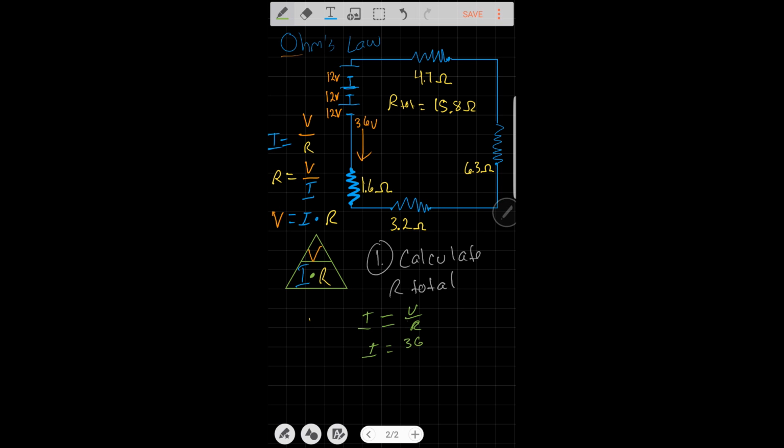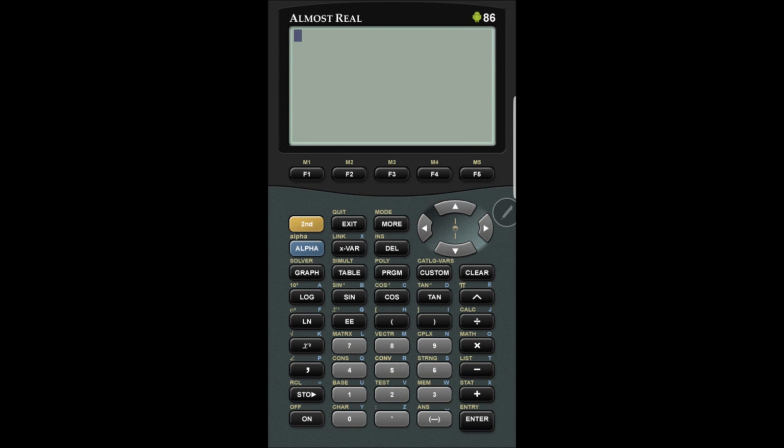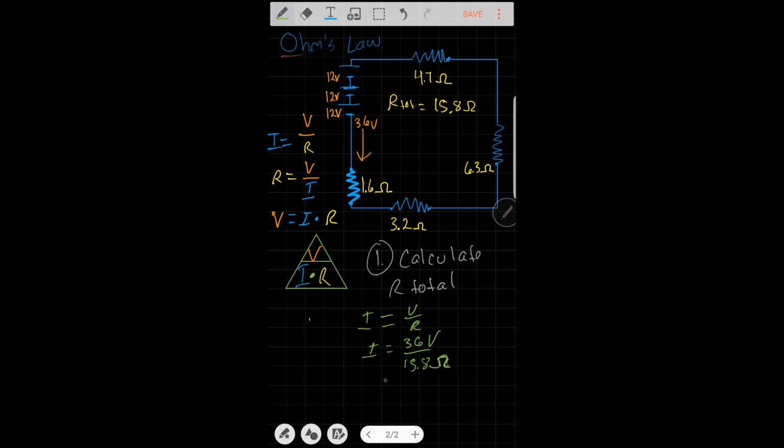I equals, my voltage is 36 over 15.8. Those in class already know that I'm doing it wrong. It's not 36 divided by 15.8. It's 36 volts divided by 15.8 ohms. There's no exception, no doubt. If you do not have 36 volts divided by 15.8 ohms, it is incorrect. Let's do the math on that real quick. 36 divided by 15.8 gets me 2.28. So my current equals 2.28 amps all throughout here.